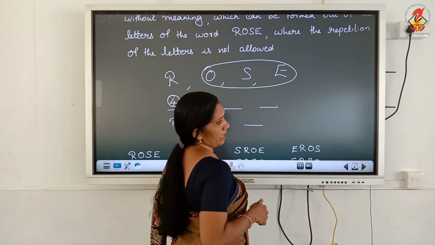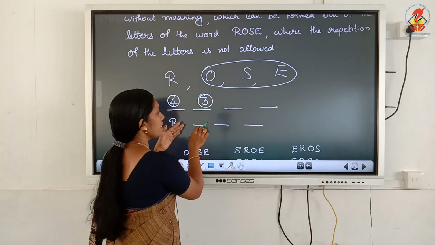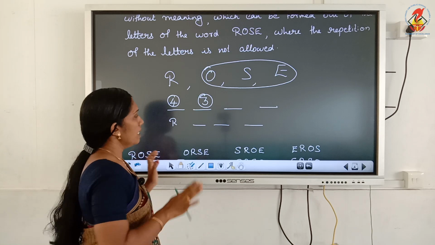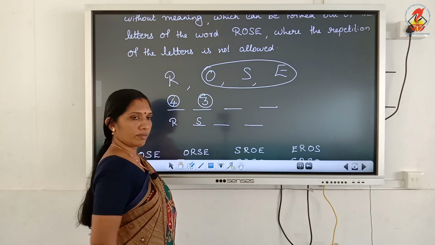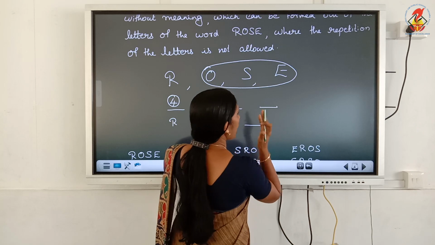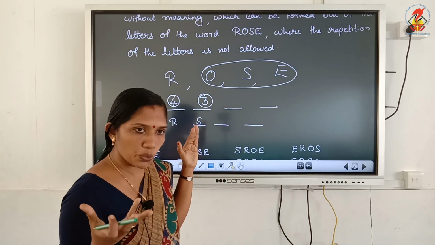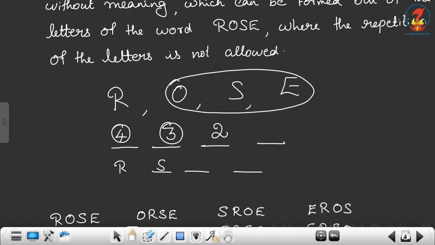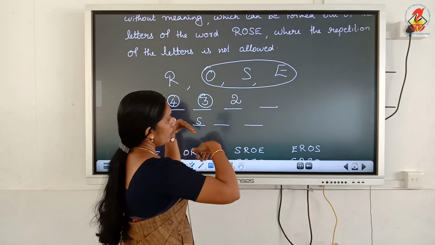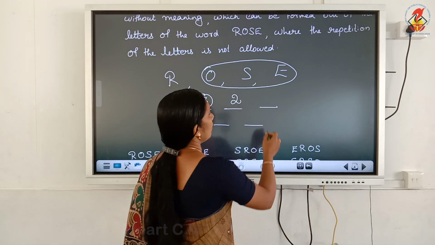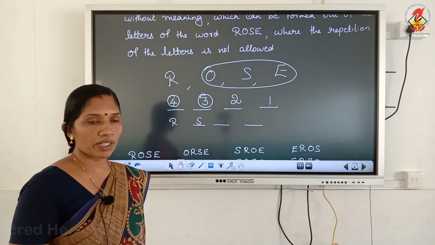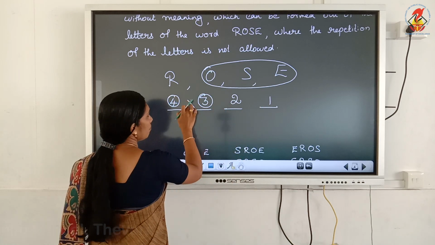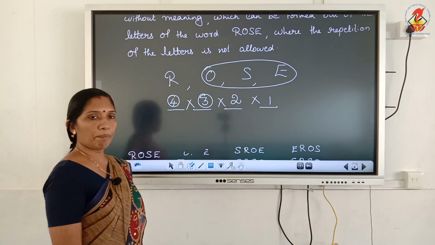So this place can be filled in 3 different ways. Now move to the next place. One letter is here, either O or S or E if R is in the first place. Suppose here it is S. Now when we move to the next place, how many letters in our hand? Only 2 letters. So this third place can be filled in 2 different ways. Then when we move to the next place, only 1 letter in our hand. Now after this, what do we have to do? Using the multiplication principle, you have to multiply.